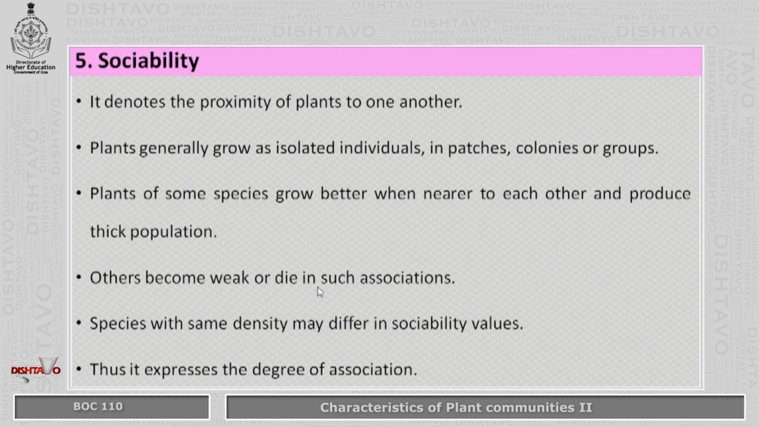Sociability denotes the proximity of plants to one another. Plants generally grow as isolated individuals, in patches, colonies or groups. The plants of some species may grow better when they are nearer to each other and produce a thick population. Others may become weak or die in such associations. The species with the same density may differ in sociability values. Thus, it expresses the degree of association.